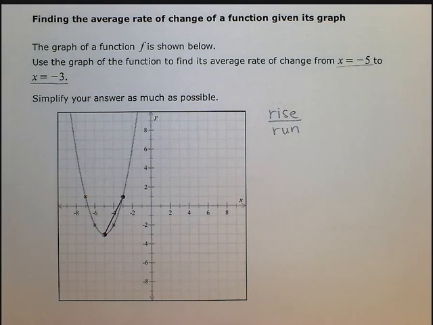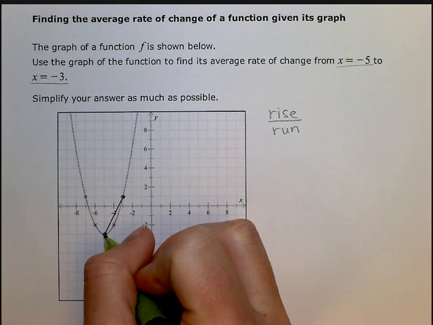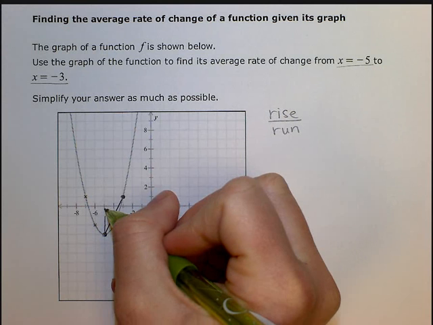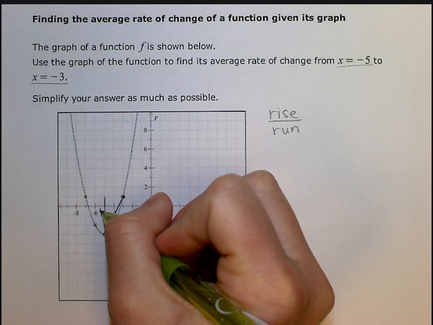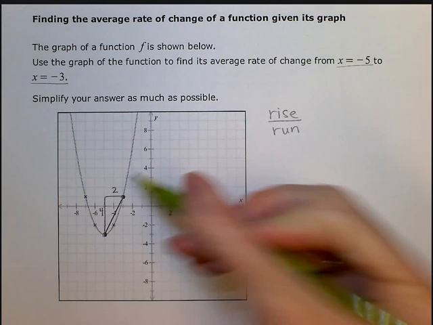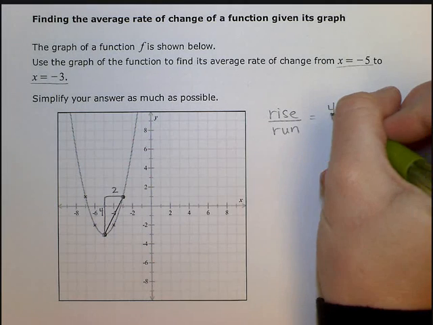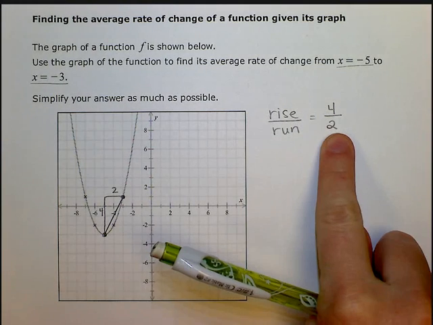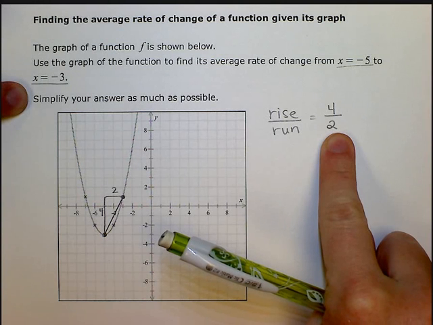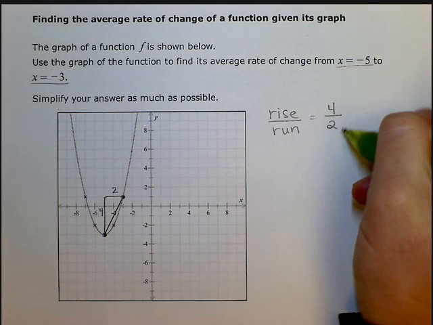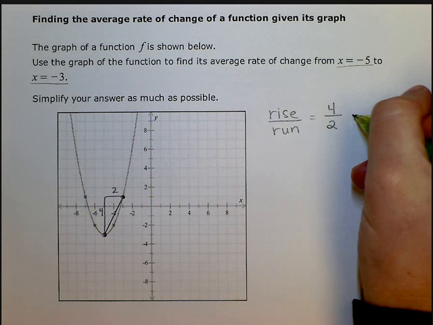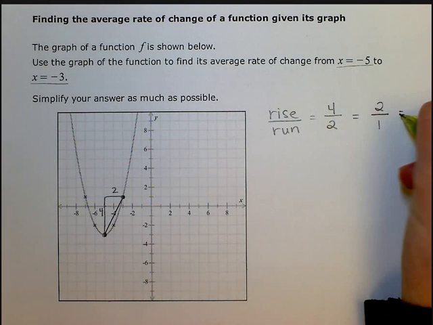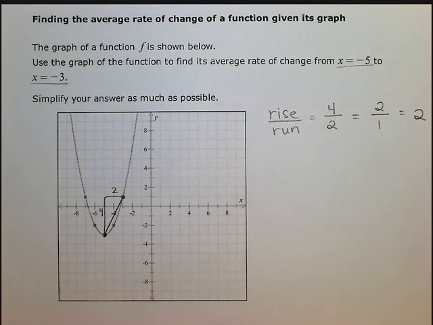I'm going to start here at my left point, because we read graphs from left to right, and I'm going to go up 1, 2, 3, 4. So up 4 and over 2. So my rise is 4 and my run is 2. Now, I wouldn't want to leave it like this because it says simplify your answer. I can see that 2 goes into 4 and 2. So 4 divided by 2 is 2, and 2 divided by 2 is 1. So my slope is 2. So this would be my answer.